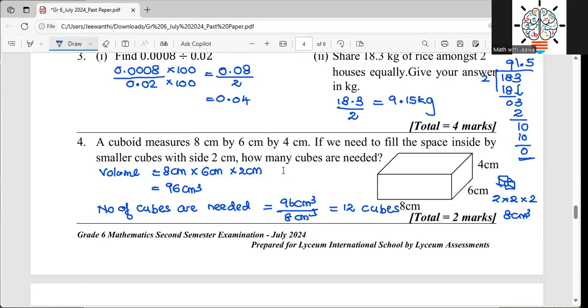First what we did, we found the volume of the cuboid, 8 times 6, 48, 48 times 2, 96. Then separately we found the volume of the small cubes they are using. So then it gives me 2 into 2 into 2, 8. So then we want to find the number of cubes needed. 96 cubic centimeter we divide by 8 cubic centimeters, it gives me 12 cubes. So then if I have 12 cubes, I can fill the space inside the bigger cuboid, right?